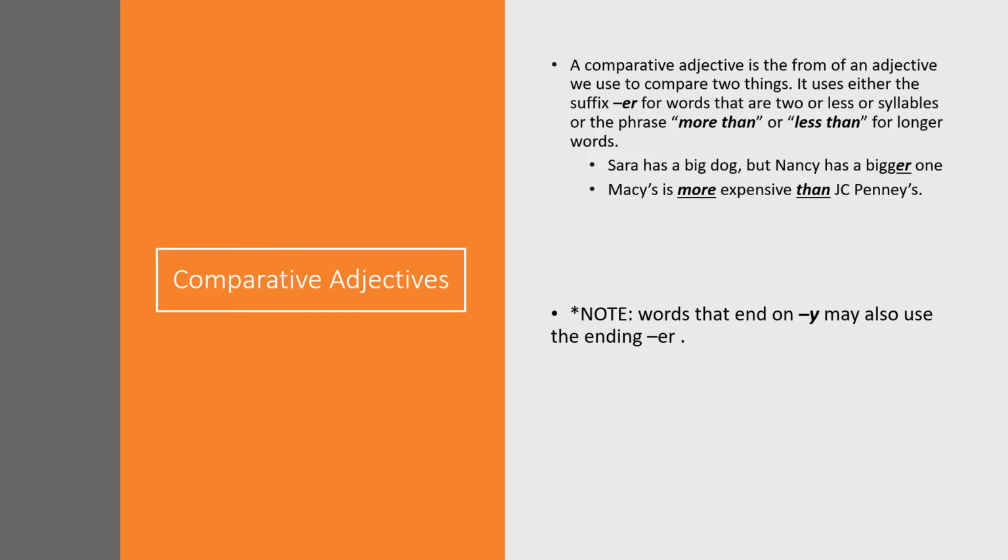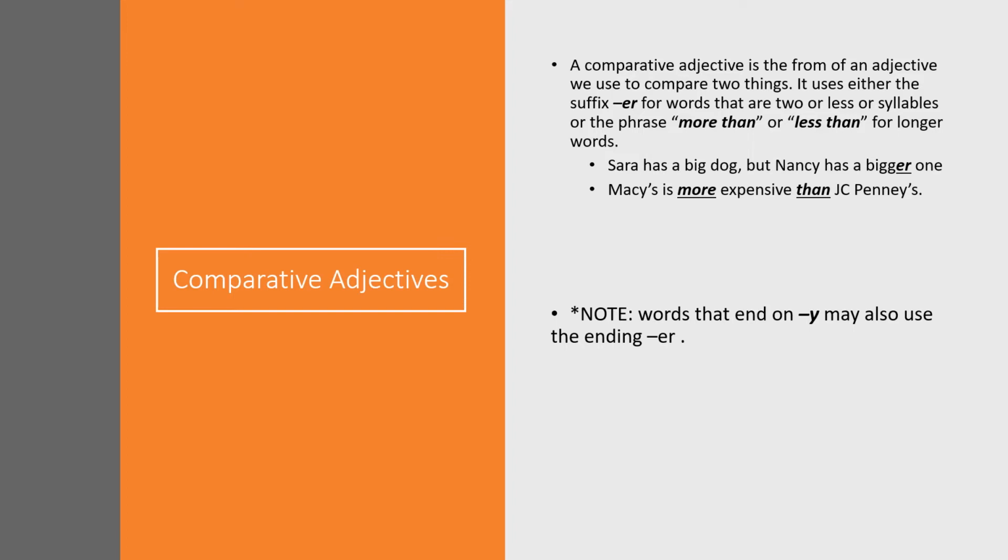Now, the key element here is how many syllables are there? What is the ending? If it's a word that has fewer than two syllables, we will use the suffix -er. If the word has more than two syllables, we will use more or less. Also, note that some words that end in y will also take the -er. So that's something to take note of.